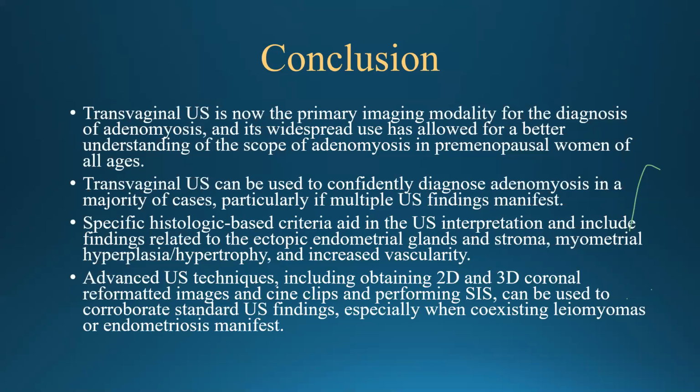Transvaginal ultrasound can be used to confidently diagnose adenomyosis in the majority of cases, particularly if multiple ultrasound findings manifest. Specific histologic-based criteria aid in the ultrasound interpretation and include findings related to the ectopic endometrial glands and stroma, as I mentioned, myometrial hyperplasia and myometrial hypertrophy, and increased vascularity. Advanced ultrasound techniques, including obtaining the 2D and 3D coronal reconstructed images and the cine clips, as I showed you, are very important.